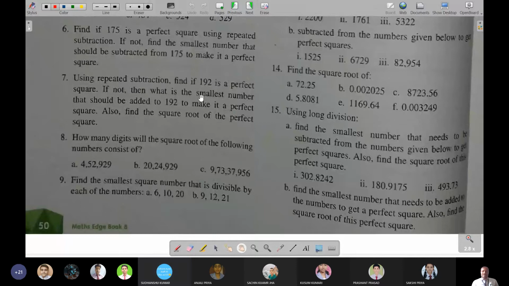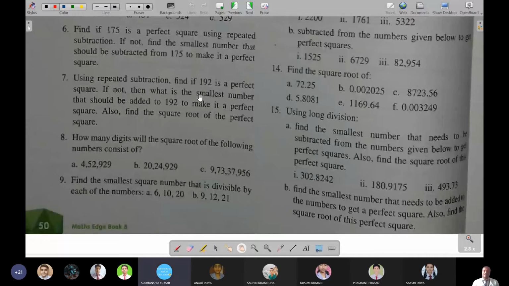Using repeated subtraction, find whether 192 is a perfect square. If it is a perfect square, of course you will start to subtract from here: 1, 3, 5, 7, 9, 11, in this way. If at last it comes to 0, that means it is a perfect square. If it is not coming to 0, then it is not a perfect square. And of course here it is 2, so it will not come to 0. Therefore you will say it is not a perfect square.